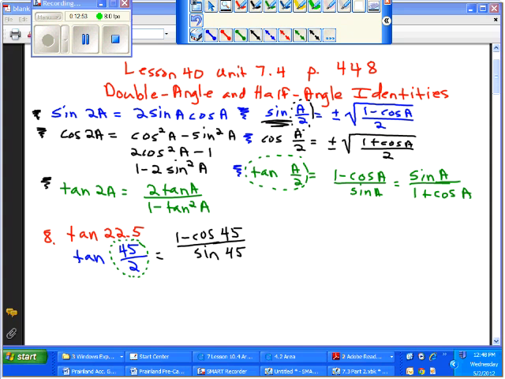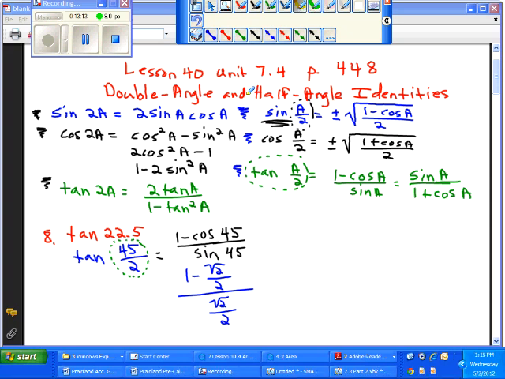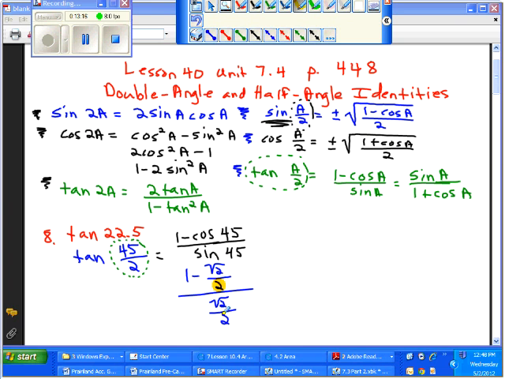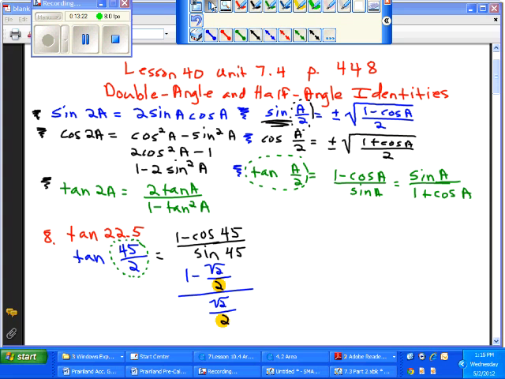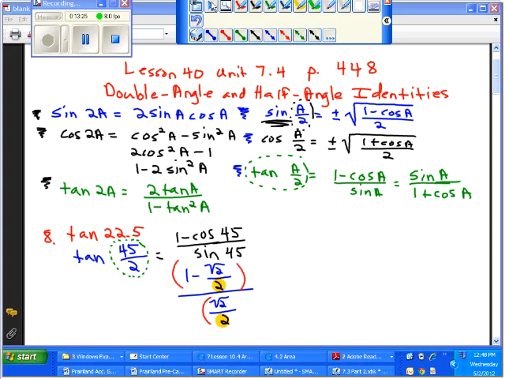So, what is this cosine of 45? Square root 2 over 2. So we're going to have 1 minus square root 2 over 2 over, what's sine 45? Square root 2 over 2. So we have a complex fraction. What do we not like? The complex fraction. We want to get rid of the denominators of the numerator and denominator, and we do so by multiplying the numerator and denominator by the common denominator between the denominator of the numerator and the denominator of the denominator.